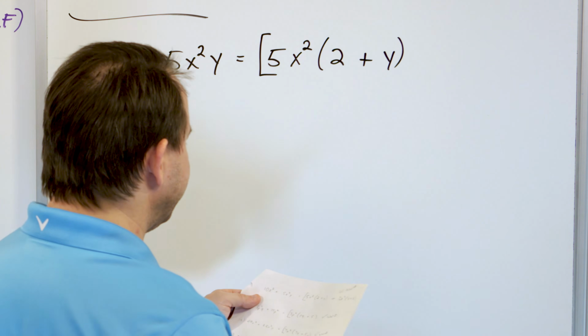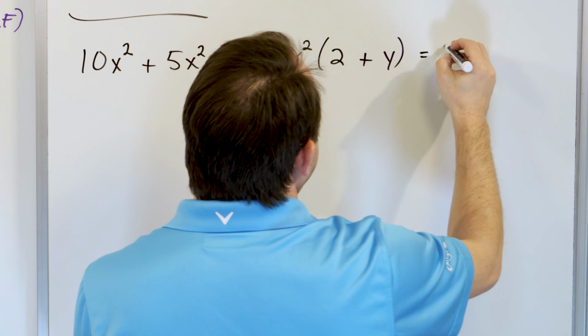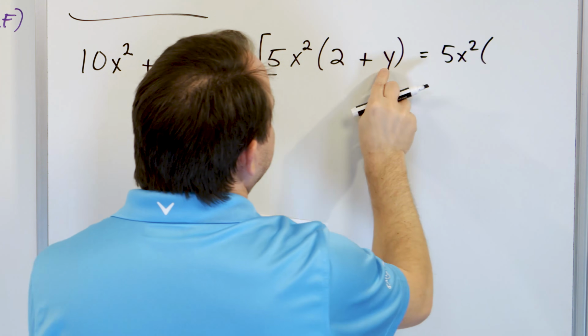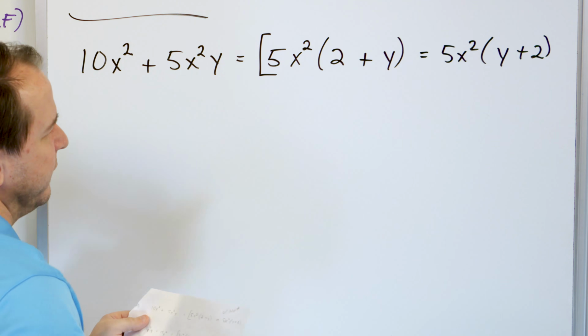Now, the other thing I want you to get in the habit of is, you could also write it as, I guess I should say, 5x squared. A lot of times we like to write the variable first, so you might see it written as y plus 2 in the middle there. It's the same exact thing.